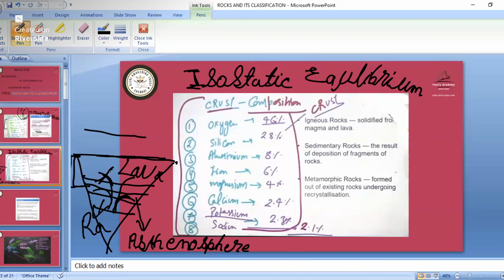So once that lava cools down, it becomes a solid part. That solid part formed from the lava is known as igneous rocks.